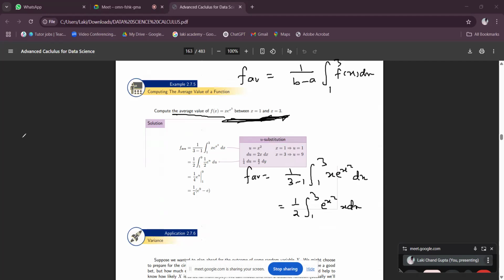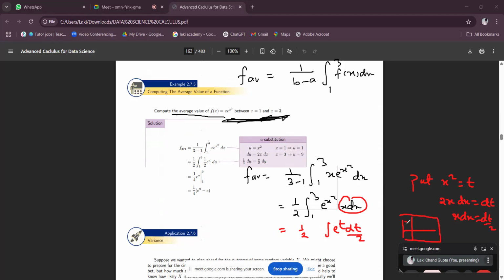Now what will you do? Put x square equal to t. So 2x dx becomes dt, right? x dx becomes dt over 2. So x dx is replaced by dt over 2. And you know the limit is also changed. The limit of x was 1 to 3. When you put 1, 1 square is 1. When you put 3, 3 square is 9.